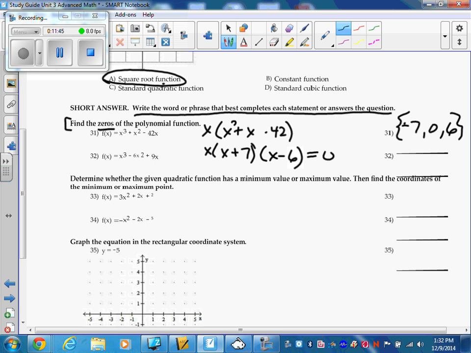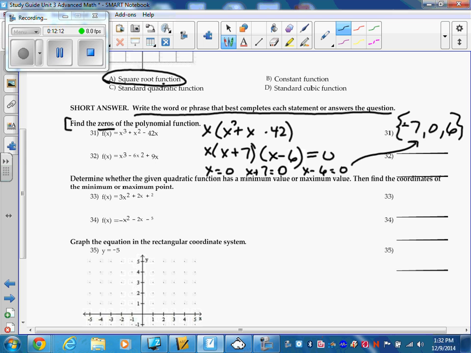So that's why we set it equal to 0, because we want to know when it's crossing the x-axis. If I set these pieces equal to 0, x is equal to 0, x plus 7 is equal to 0, and x minus 6 is equal to 0, and that's how I got those 3 values. X is 0, x is negative 7, and x is 6. So I factored it. There is a way to do that on the calculator. It just seems to be escaping me at the moment.